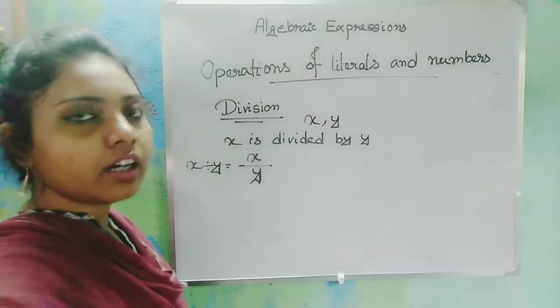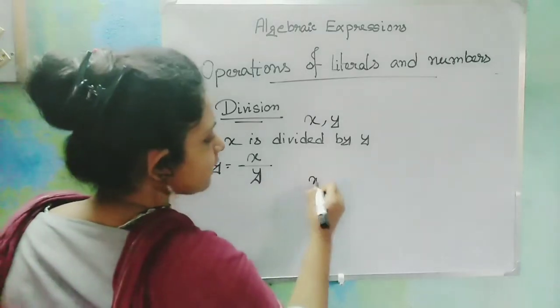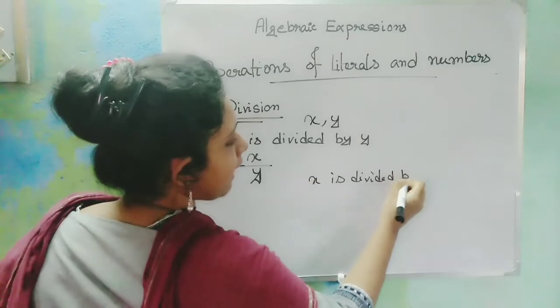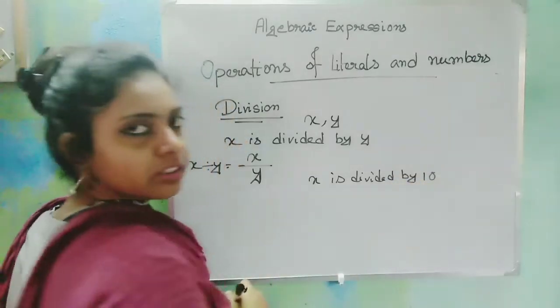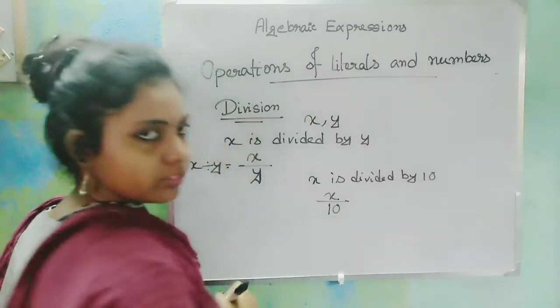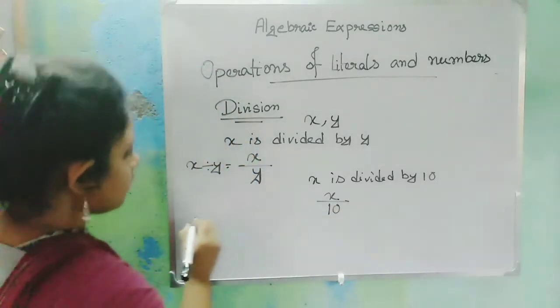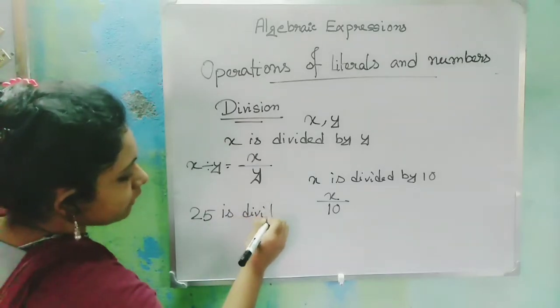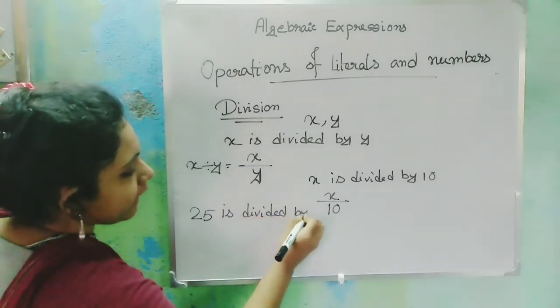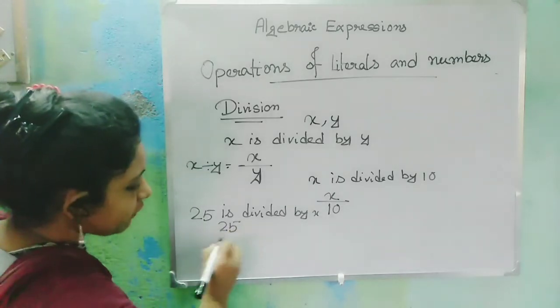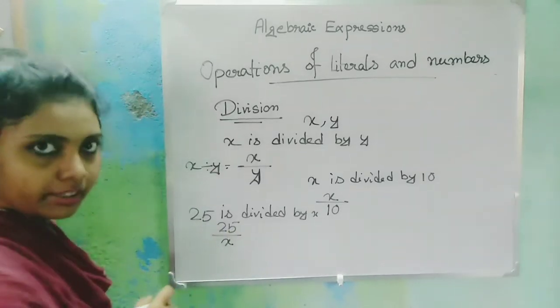Again, if we write X is divided by 10, here we can write x by 10. Again, if we write 25 is divided by x, here we can write 25 by x.